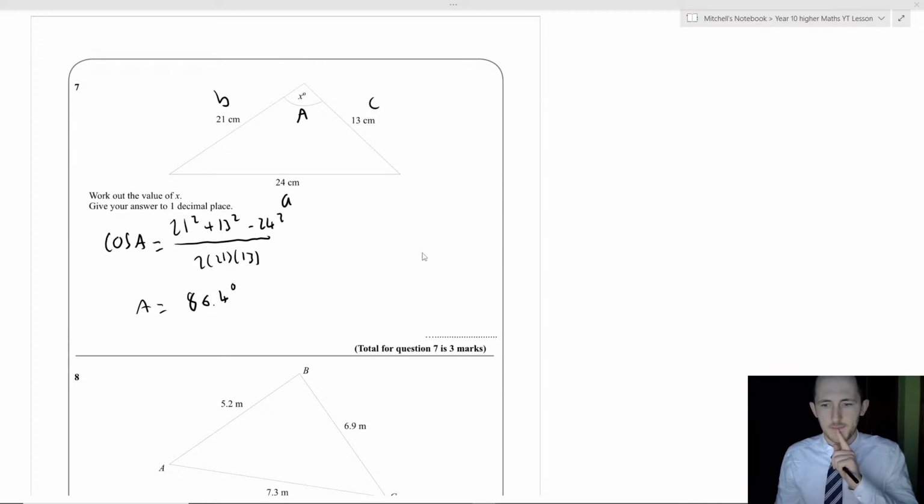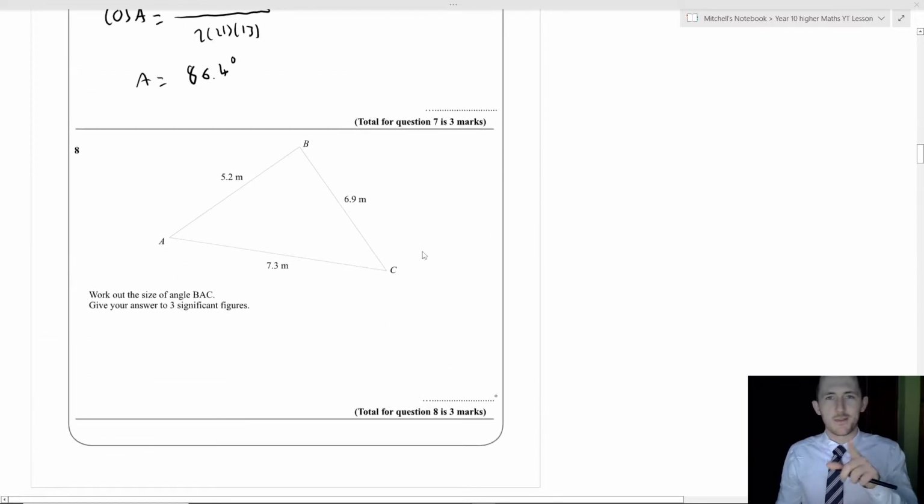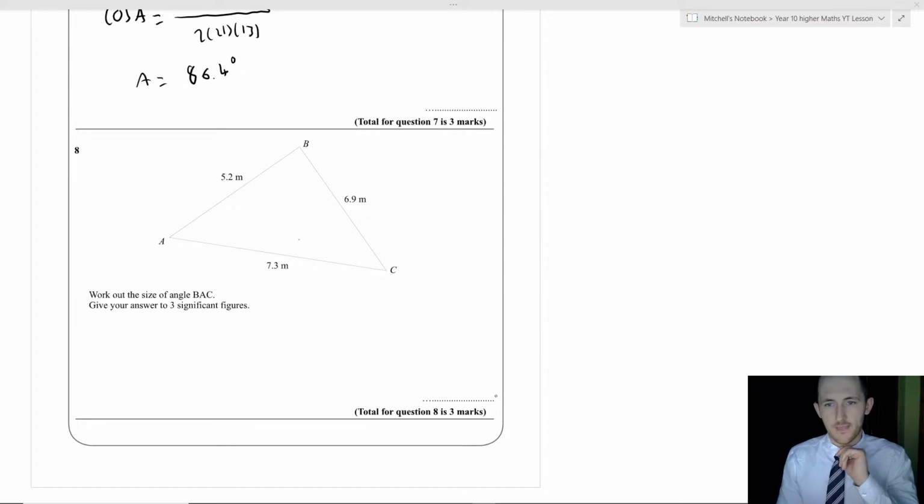Perfect. Okay, how many more of these do I have? Okay, so after this we do have a somewhat interesting question. Again, I suspect some of you might even be getting bored. BAC, well that is this angle right here. So I'm going to label that A because I want to. So the opposite side has to be lowercase a. And then B and C are going to be here.